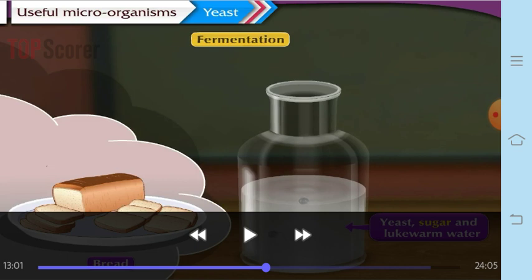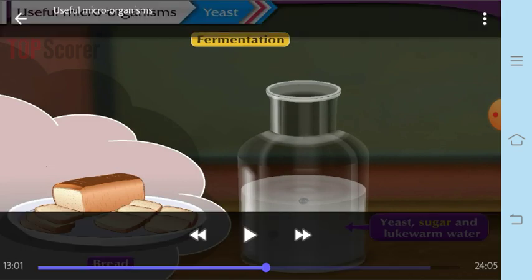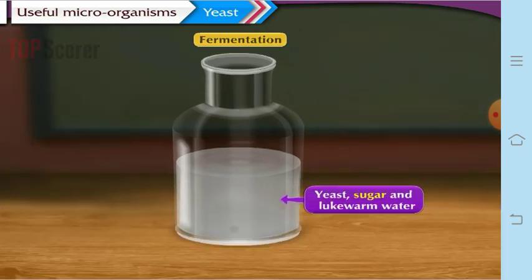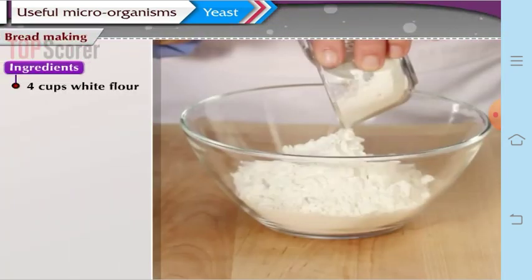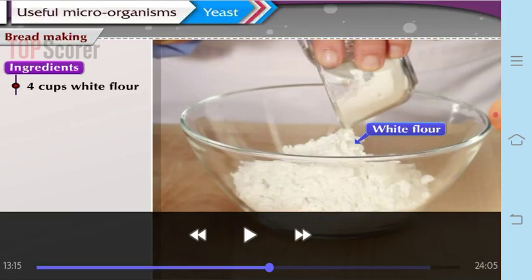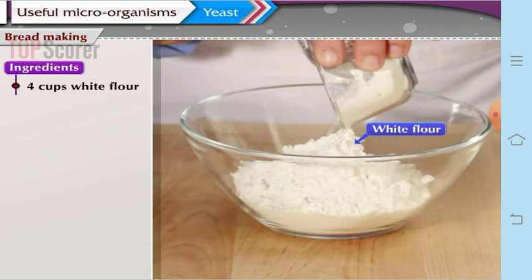Fine. So now you know that even for the preparation of bread, yeast is used. Now let us see how bread is prepared using yeast. For this we will require 4 cups of white flour, also called maida. In a large bowl, take and add to it 4 cups of white flour or maida.